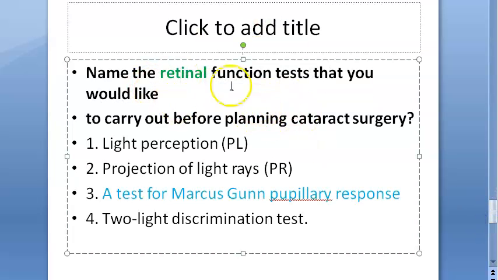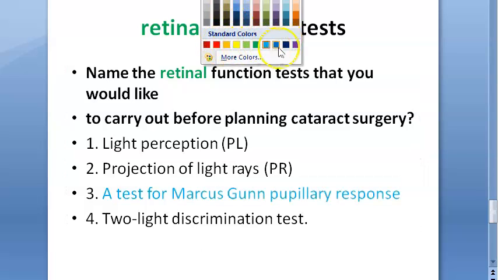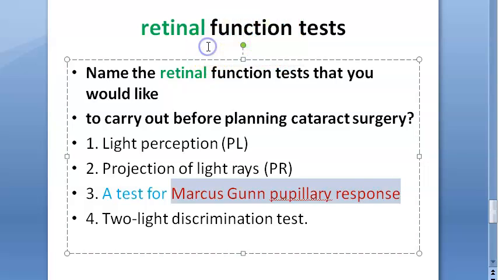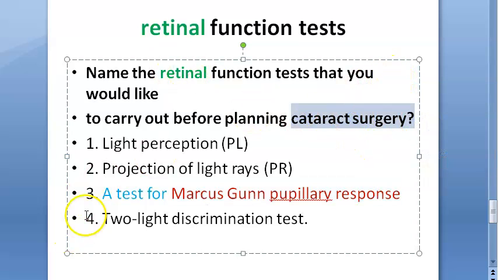Then, if you are carrying out a cataract surgery, how will you know that the retina is fine? Because you will do cataract surgery and then the patient still can't see because the retina was not fine. So you have to check the retina. You cannot do fundus examination because the lens is opaque. So one of the retinal function tests that you can do before carrying out a cataract surgery is the Marcus Gunn pupil response. That is why this test is very useful. It is not just an early indication of optic nerve disease or retinal disease. It can also help you test the retina before a cataract surgery.